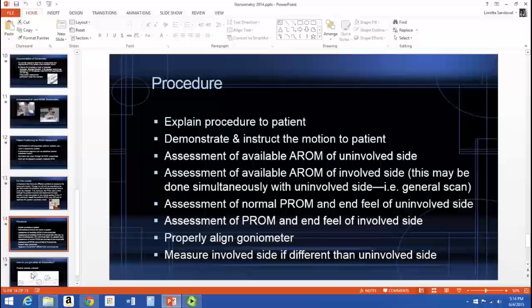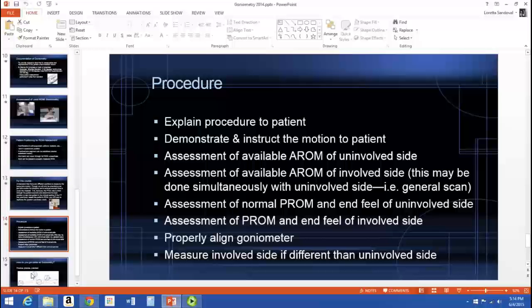Then you're going to assess normal passive range of motion and the end feel of the uninvolved side, so you know what normal end feel is. Then you're going to assess passive range of motion and end feel of the involved side. Again, depending on the position, you could do it simultaneously. Then, all that before you even pick up the goniometer, you're going to palpate those bony landmarks, properly align the goniometer, and measure the uninvolved side. You're going to measure the involved side.